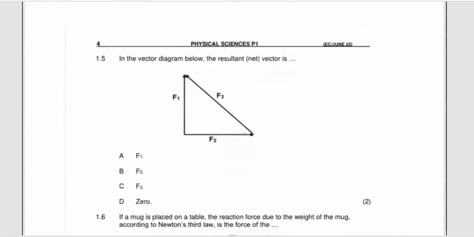And then 1.5, in the vector diagram below, what is the resultant of the net vector? Remember, when you're looking for a net vector diagram or anything to do with vectors, you must always look at the head and tail. So this is the tail, this is the head. So this is correct, meaning that F1 must become the resultant. So F2 first and then F. So F1 becomes the resultant.